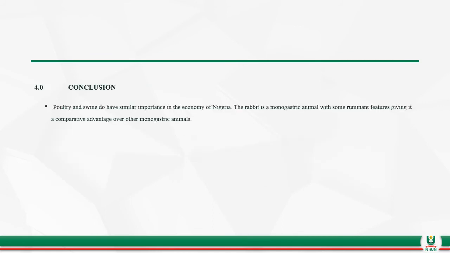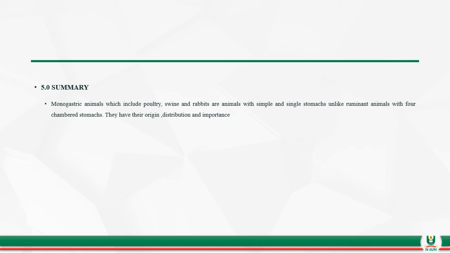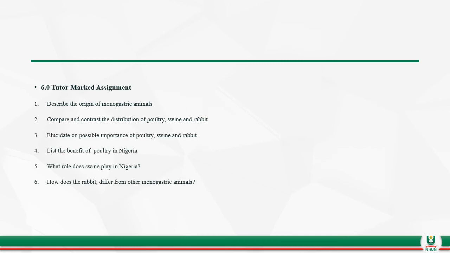In conclusion, poultry and swine do have similar importance in the economy of Nigeria. The rabbit is a monogastric animal with some ruminant features, giving it a comparative advantage over other monogastric animals. In summary, monogastric animals, which include poultry, swine, and rabbits, are animals with simple and single stomachs, unlike ruminant animals with four-chambered stomachs. They have their origin, distribution, and importance.